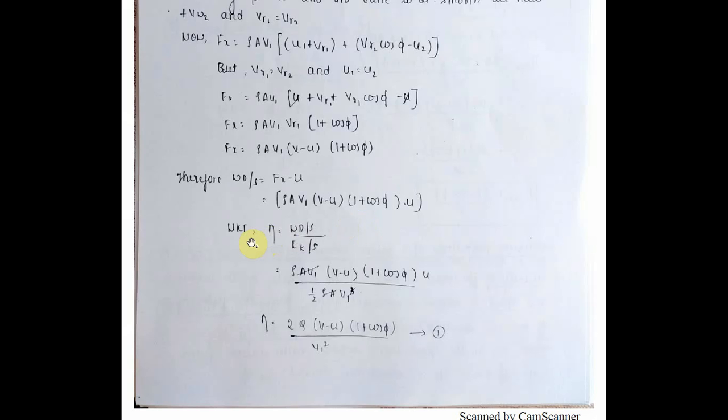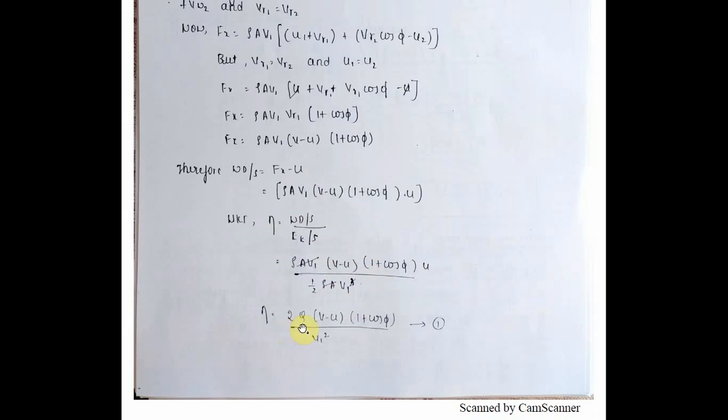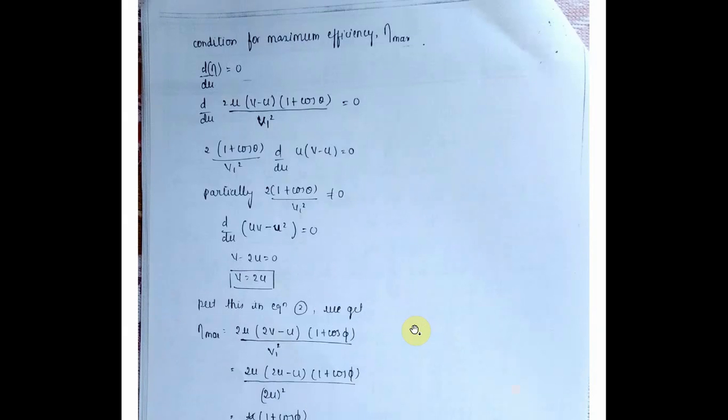So we know that efficiency is equal to work done per second divided by kinetic energy per second. Work done per second is here above, rho A V1 (V - U)(1 + cos phi) U. Kinetic energy is half rho A V1 cube. Therefore efficiency is equal to 2U (V - U)(1 + cos phi) divided by V1 square. We call this equation 1.